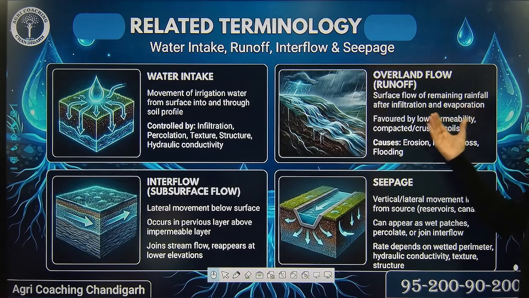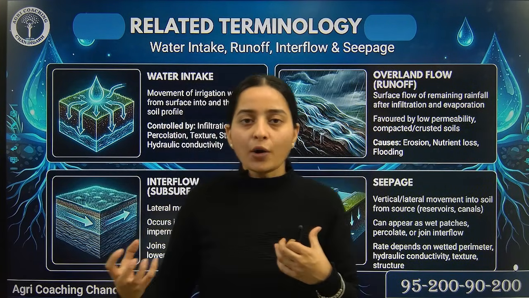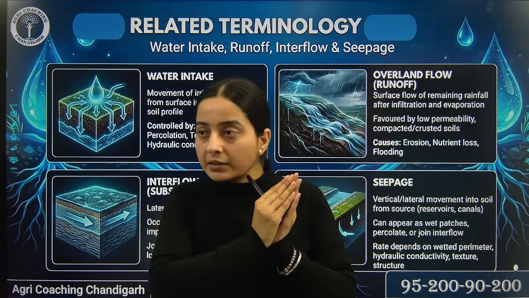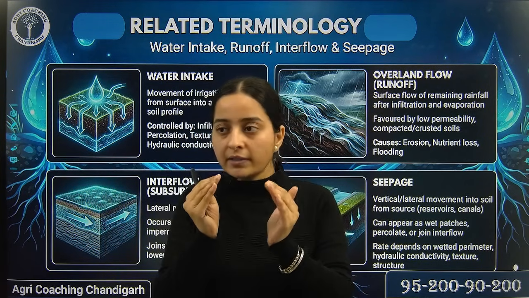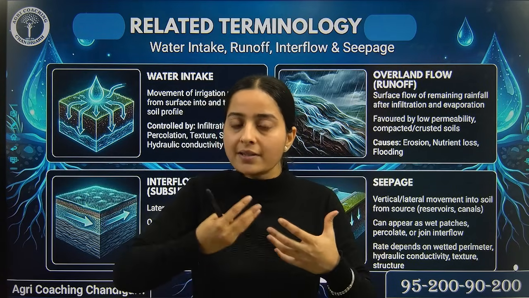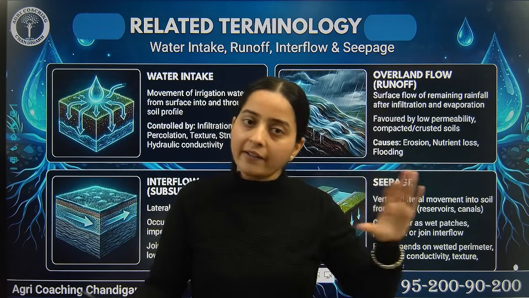And overland flow or runoff occurs when the precipitation exceeds the infiltration rate, meaning the rainfall continues for a day and the water is not getting enough time to enter the soil. Then this water starts to move over the surface, which also leads to erosion and runoff.